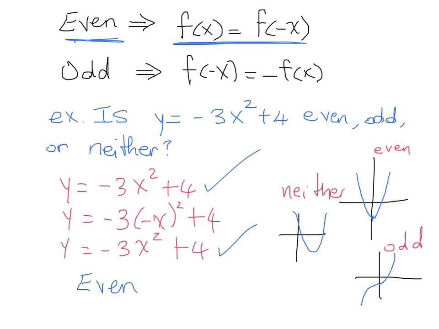Now, I'll just reiterate: if we had done this work and we had gotten the opposite sign, then the function would be odd. If we had done this work and the function was entirely different, if it wasn't the same at all, then the function would be neither even nor odd. All right, hope that made sense.